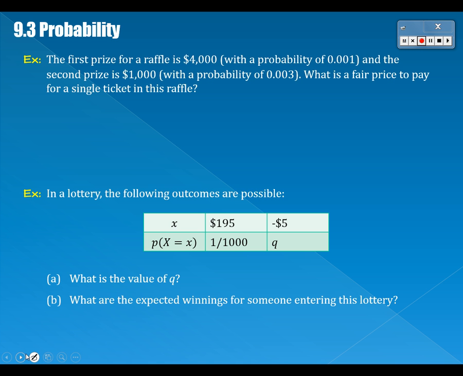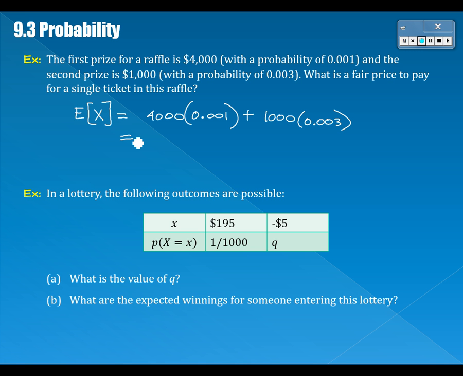Take a look. The first prize for a raffle is $4,000 with a probability of 0.001, and the second prize is $1,000 with a probability of 0.003. What's a fair price to pay for a single ticket in this raffle? Well, my question is, what are your expected returns from playing in this raffle? Well, we get $4,000, but we only get that with probability 0.001. And we get $1,000, but we only get that with probability 0.003, a little more often.